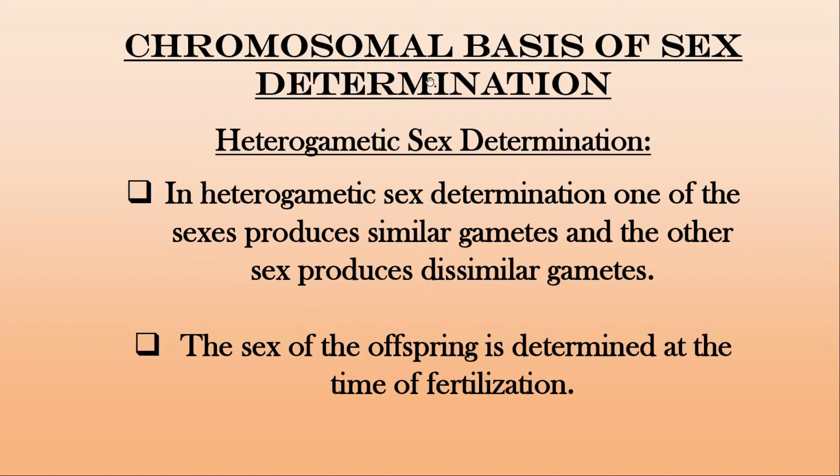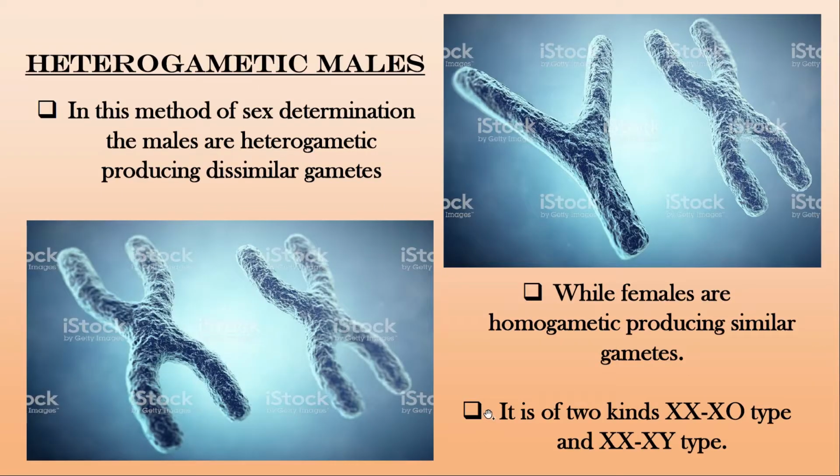Chromosomal basis of sex determination. Heterogametic sex determination. In heterogametic sex determination, one of the sexes produces similar gametes whereas the other sex produces dissimilar gametes. The sex of the offspring is determined only at the time of fertilization.